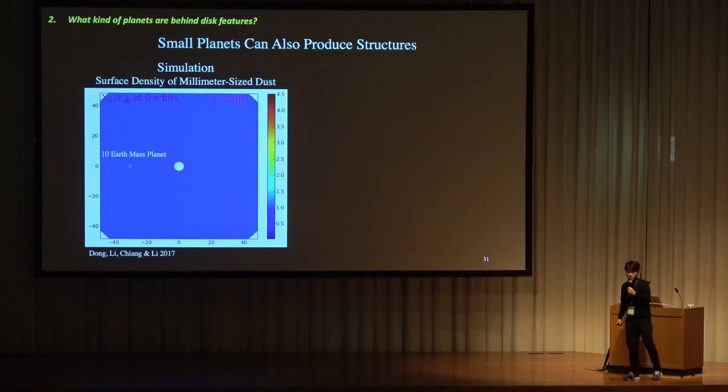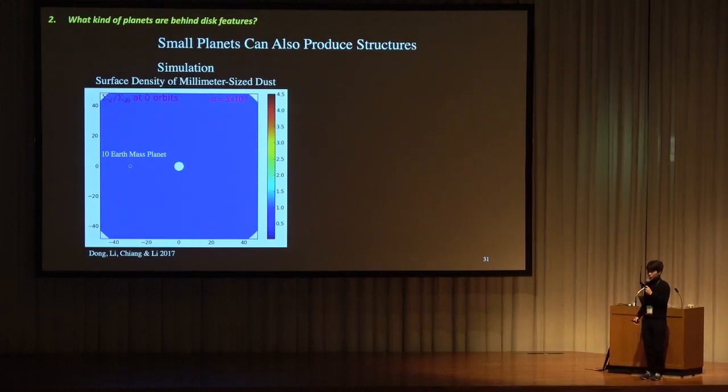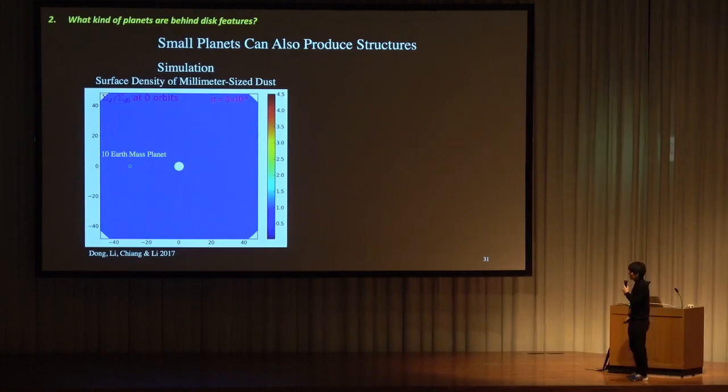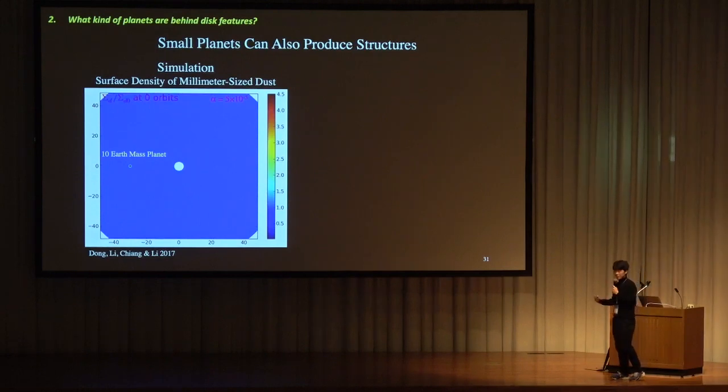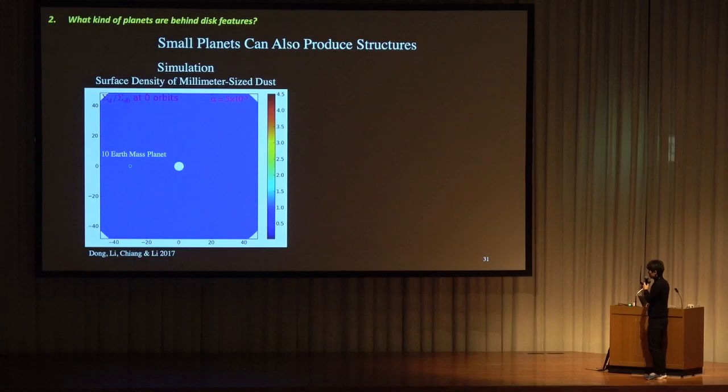The previous example showed giant planets; driven planets are able to do it. What about smaller planets? As it turns out, planets as low mass as super Earths may be able to produce observable structures as long as the disk cooperates. So here I'm going to show you the surface density evolution of millimeter-sized particles in a disk perturbed by a 10 Earth mass planet. So let's start the simulation.